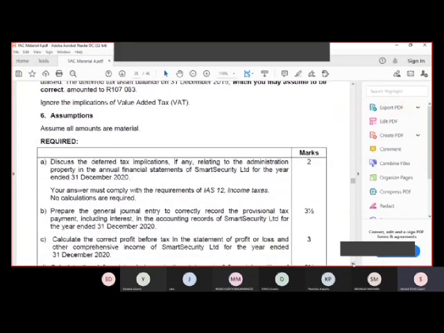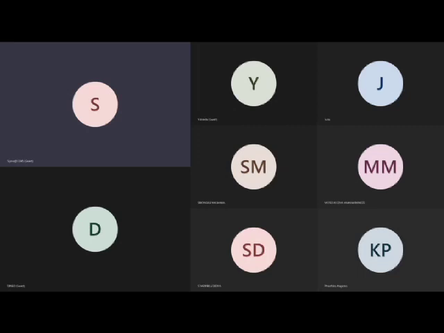So now let's look at the requirement. The first one, they're saying discuss the deferred tax implication, if any, relating to the administration property in the annual financial statements of Smart Security Limited for the year ended 31 December. So now what I will do, I'll take out this question, just keep it with you guys, because I want to put in the solutions so that we can all go through the solutions and see how they came to those amounts or the explanation. So now I'm going to present this item here.